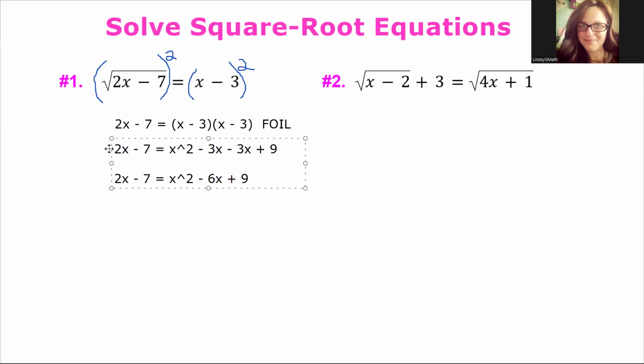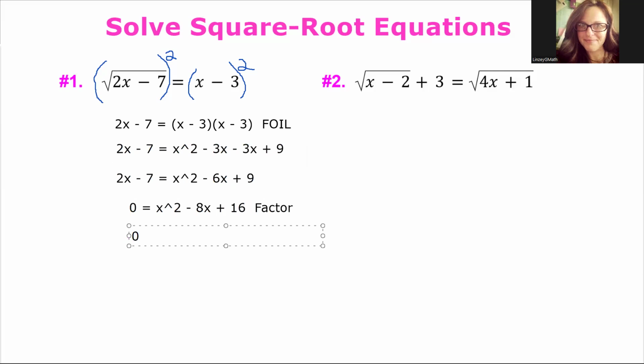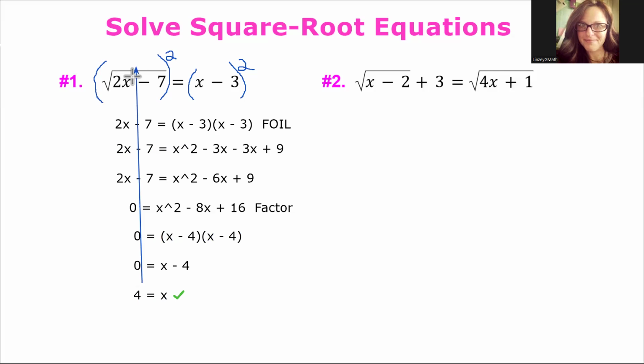And to solve a quadratic, we'll get 0 on the left-hand side, so we will subtract 2x and add 7. And now we can factor our quadratic. What multiplies to positive 16 and also adds to negative 6? Negative 4 and negative 4. We'll set each factor equal to 0 and solve, and we get our solution, 4. Always a good idea to substitute 4 back in and check.